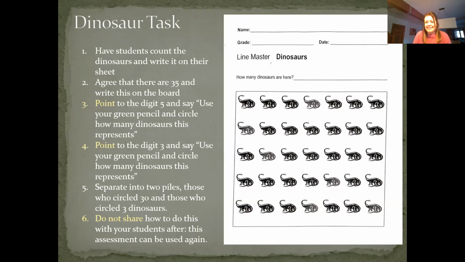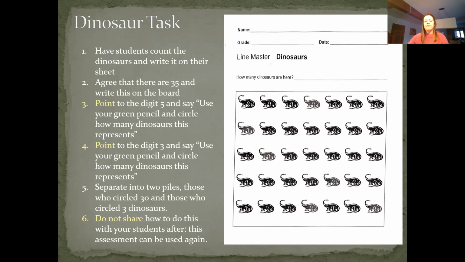with the dinosaur task. The way this diagnostic works, it can be done as a whole class diagnostic. That's what I've always done with students. Make sure each student has a red pencil crayon and a blue pencil crayon, or just two different colors. You ask students to count the dinosaurs. They count them, and we all agree as a class that there are 35. They write the number 35 at the bottom, where it says how many dinosaurs are here. Everybody writes it down, and you as the teacher write 35 on the whiteboard, and then you point to the digit 5. You don't say the number.